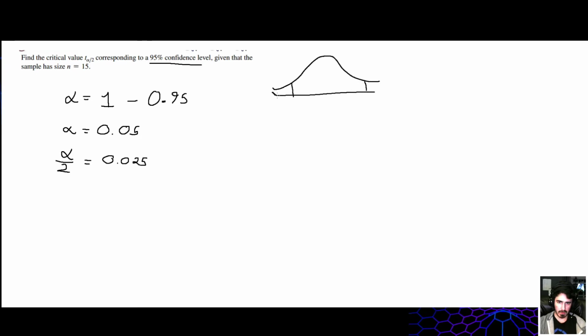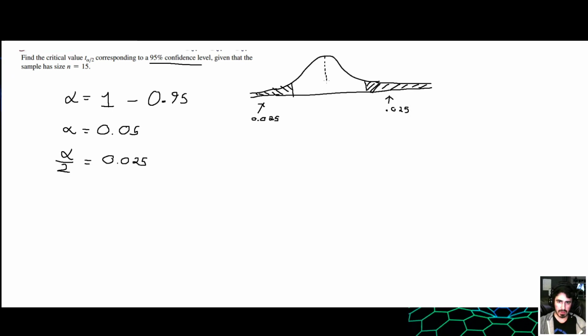So if we have this value over here, and this value over here, and this thing is going to go off, then the area in each of these tails is going to be 0.025, and put together that's 0.05. And for a standard t distribution, our center value is actually going to be 0. So this is going to be 0, and this axis is actually going to represent t.